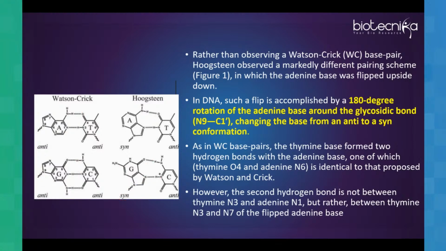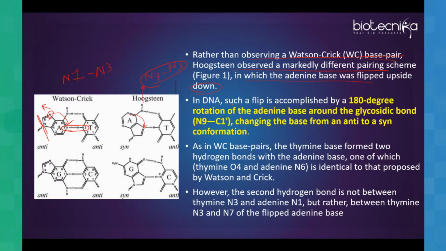Anyways, the question is, rather than observing a Watson-Crick base pair, Hoogsteen observed a markedly different pairing scheme in which the adenine base was flipped upside down. In Watson-Crick pairing, the purine N1 is connected with pyrimidine N3, and N7 is away from the backbone. But in syn, this N7 is rotated to this side. That's why in Hoogsteen pairing, the N7 pairs with the N3. This is Hoogsteen pairing.